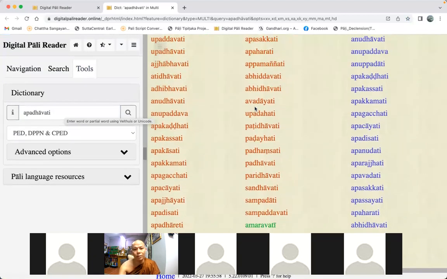Okay, not directly included, but we can understand it. So apagacchati means goes away, right? Apa means away. Apagacchati means goes away. The same way, apadhavati, dhavati in Pali means runs. Previously we already saw this for other words, even though they are not included in the dictionary.